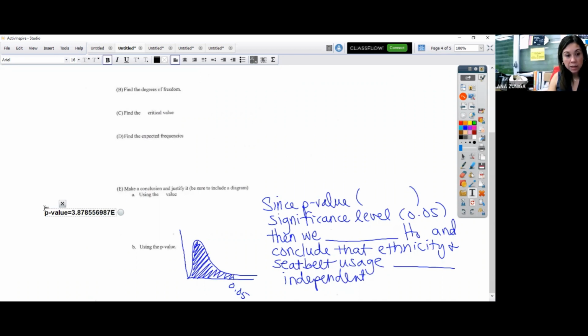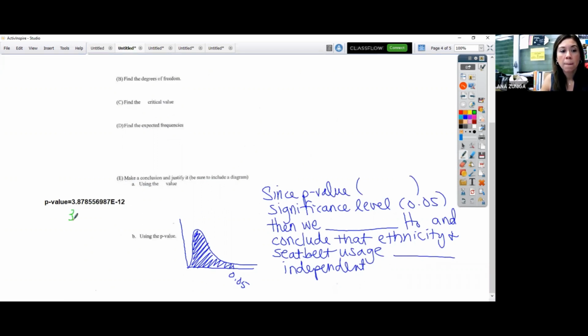3.878556987 e -12. You need to understand what that e -12 means. You will never write that down either on your IA or on the exam itself. It will never be accepted as an answer. That e means scientific notation. So in reality, this number is just 3.88 times 10 to the -12th power. That's what that number means. That's how you would write your answer to three significant figures, okay?